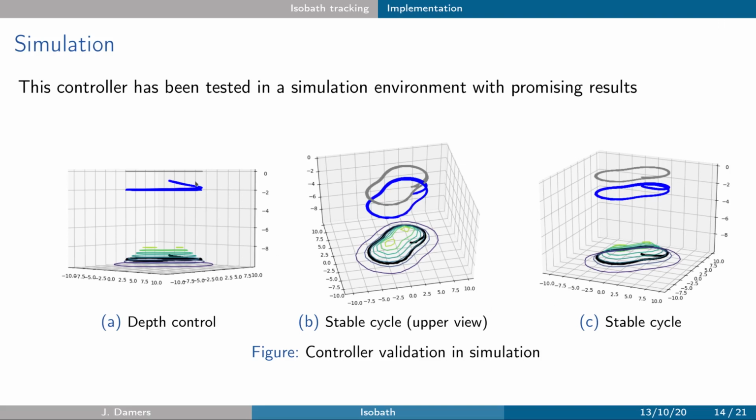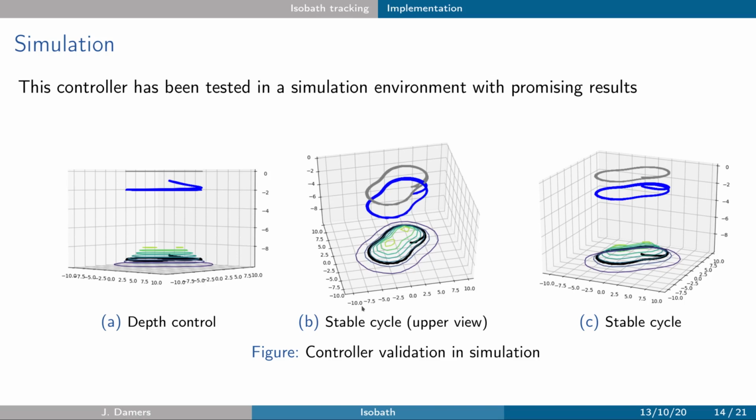So we tested this controller in a simulation environment, and we had promising results. First, for the depth control, so here we've got the start of the mission. The robot goes slowly to 2 meters depth, which is the depth we want for the vehicle, and it stays at this depth for the rest of the mission.